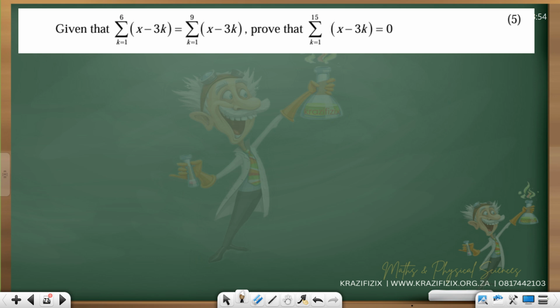We see these questions and we say, this looks like I'm in UJ. You are not in UJ. We just need to interpret. Given that the sigma of x minus 3k from position 1 to 6 is equal to another one, but from position 1 to 9. Prove that that same thing from 1 to 15 is equal to 0.